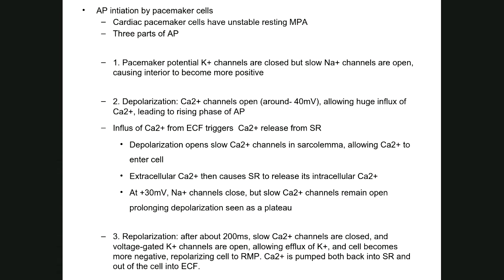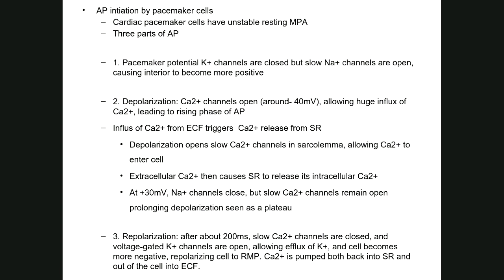During this depolarization, first we see around minus 40 millivolts. Then the calcium channels will open, and when these calcium channels are open, it becomes like a positive feedback. It is going to trigger more calcium to come in, and this will raise the phase of the action potential until it reaches plus 30 millivolts.